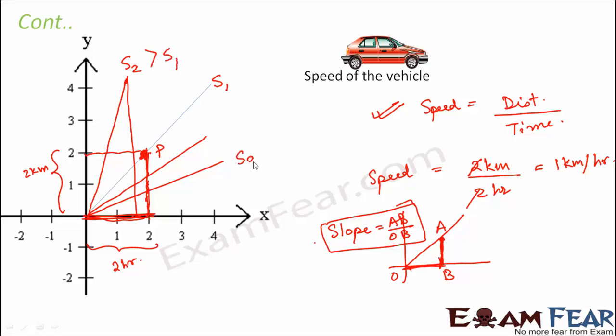But if you consider the slope of this line, so this would be this divided by this. Correct? So if you calculate the slope of this line, this would come out to be less. So this slope would be less than S1. If you want, you can actually try calculating this and then you can see that yes, that is how it is. As the line becomes more and more steep, the slope increases, and the slope of the line is nothing but the speed of the vehicle. So that's how, looking at the distance time graph, we can also calculate the speed of the vehicle.